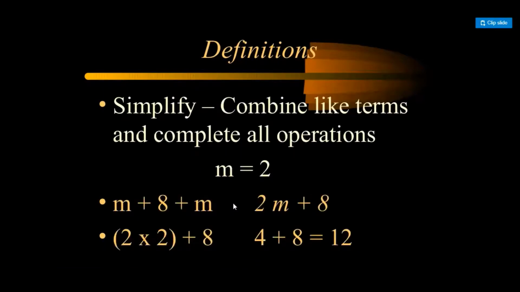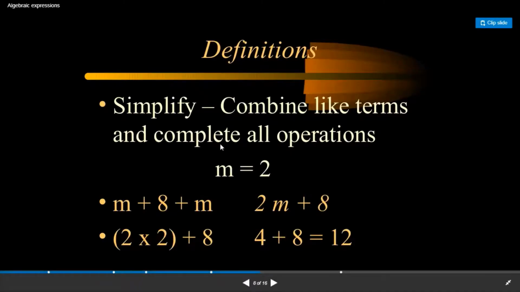When we say simplify, it means that we need to combine the like terms and complete all operations. For example, if the variable m is equal to 2, and we are going to simplify this algebraic expression, all we have to do is combine. So m plus m, that is 2m. So 2m plus 8. That is what we call simplify. We are combining like terms.